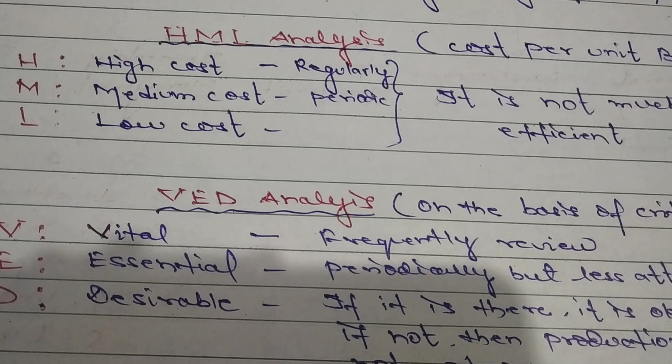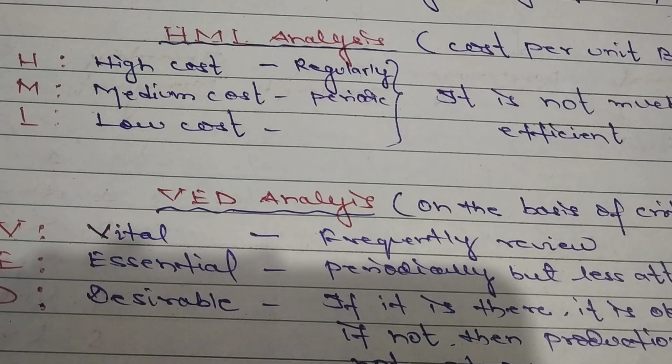If it costs almost 70 to 80%, as we discussed, then you put it in the A category. In the same way, B category and C category, as discussed in the table. So in ABC analysis, that was the average consumption, that is basically annual usage consumption. Annually, how much you are using.